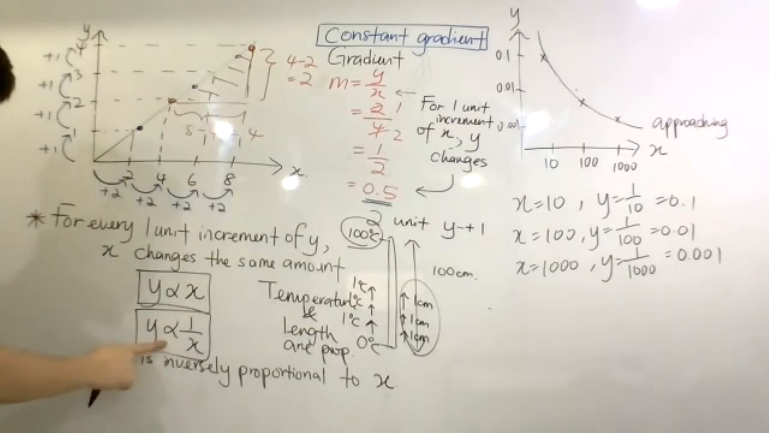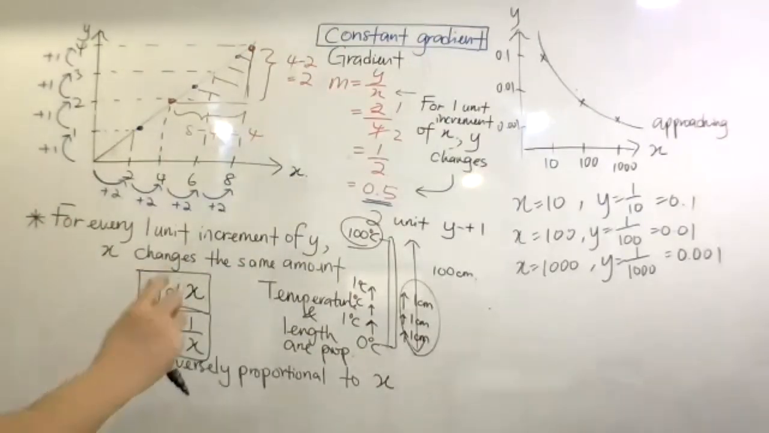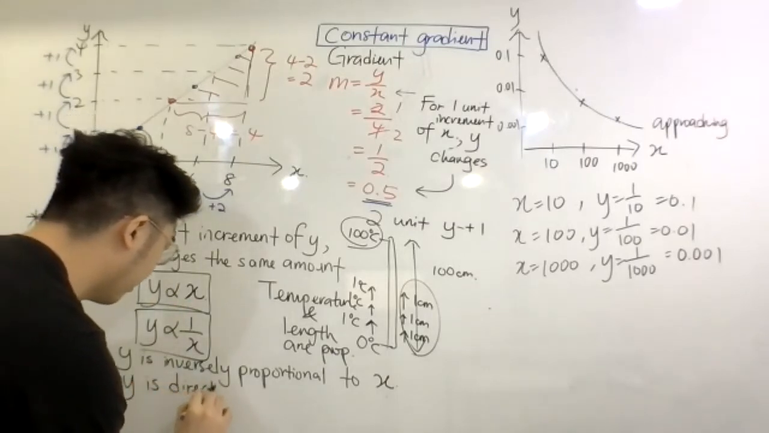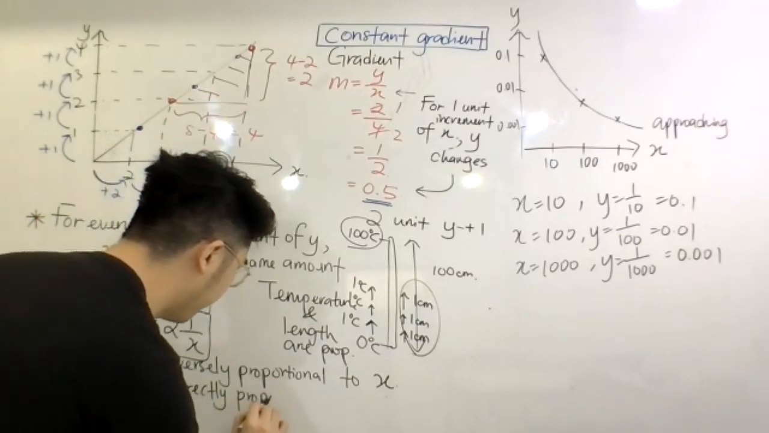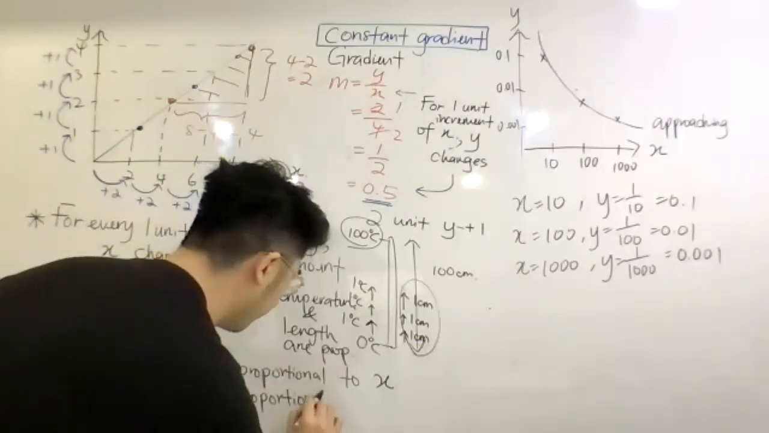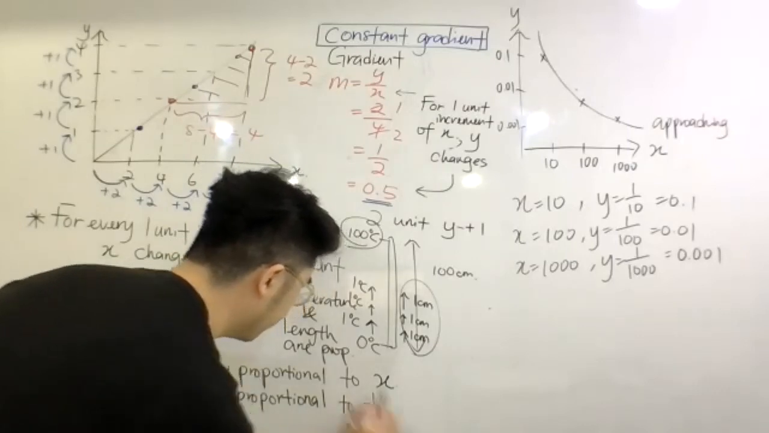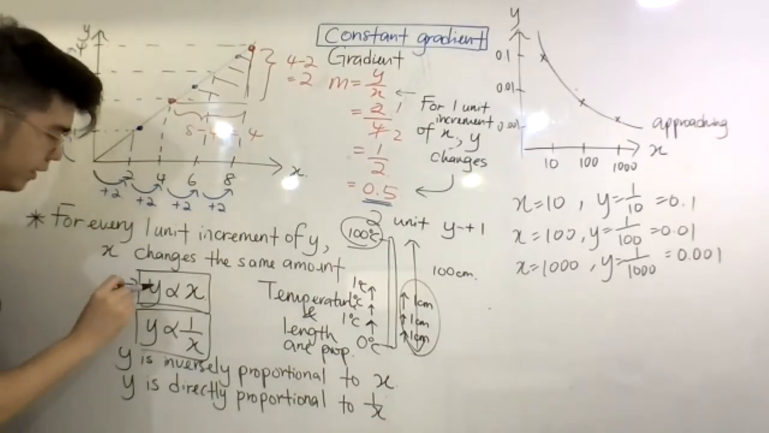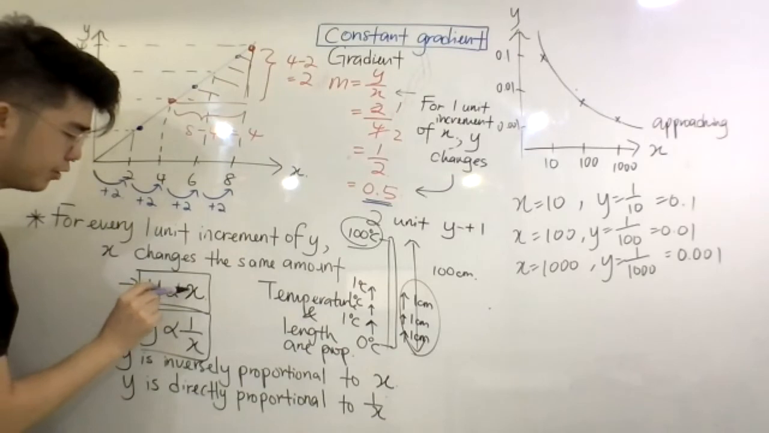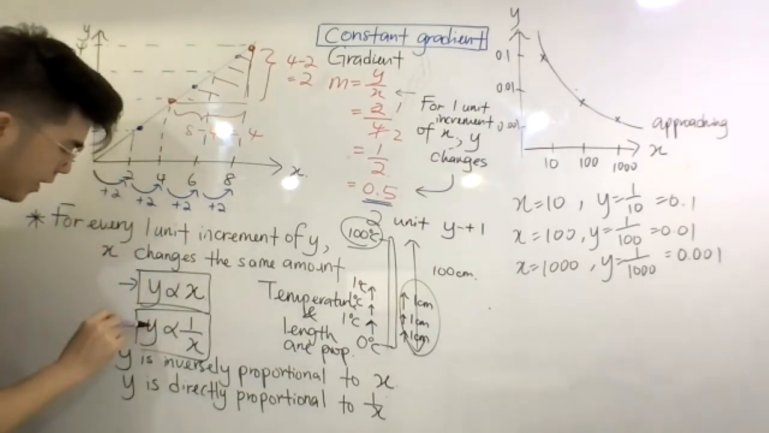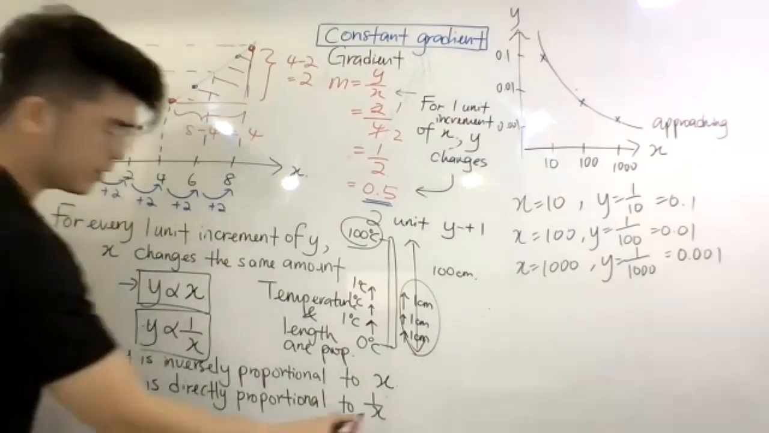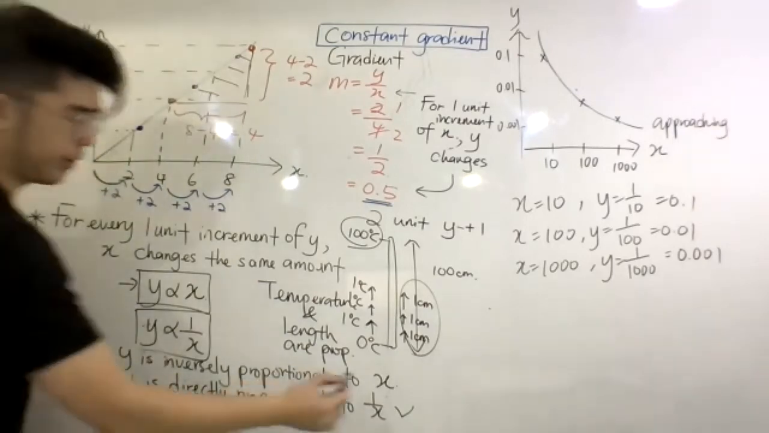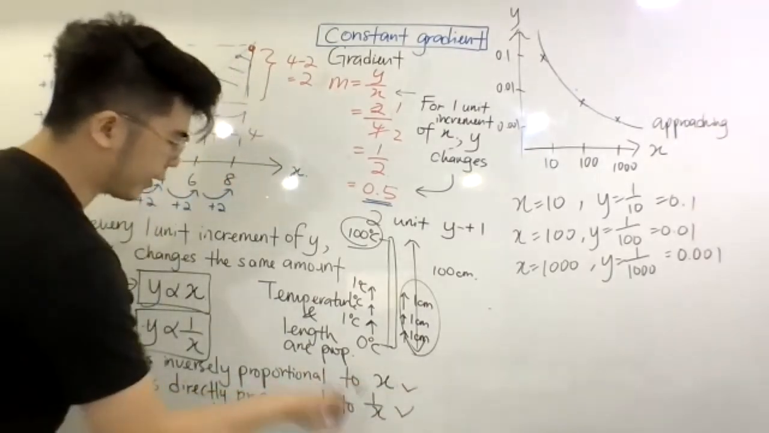I can also say this one as y is directly proportional to 1 over x. Right? How do you read this? Y is proportional to x. This one, y is proportional to 1 over x. So this is also correct. Y is directly proportional to 1 over x. This is also correct. Y is inversely proportional to x.